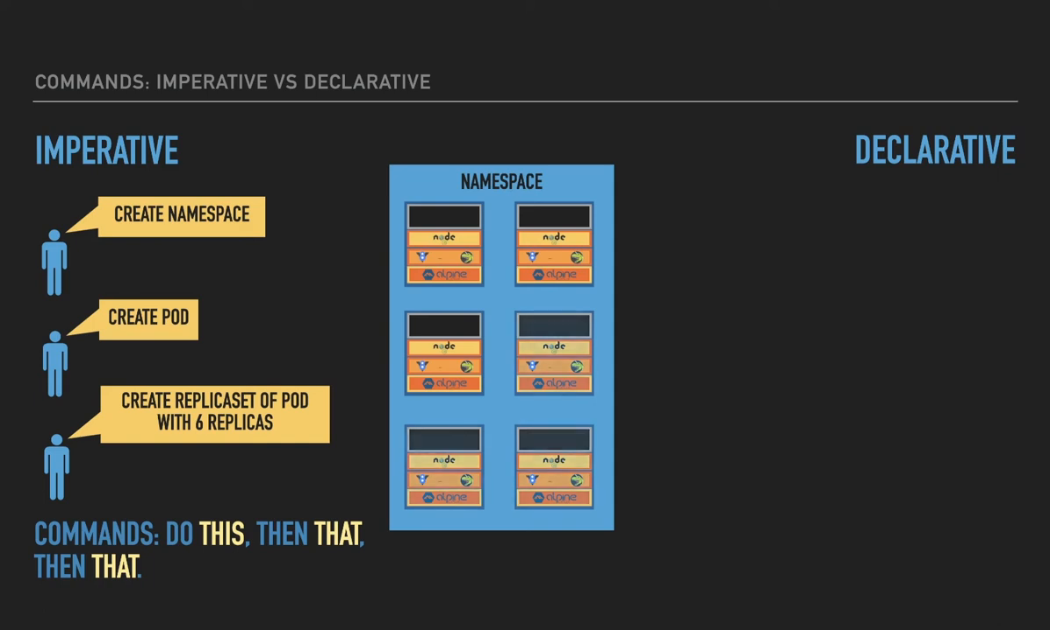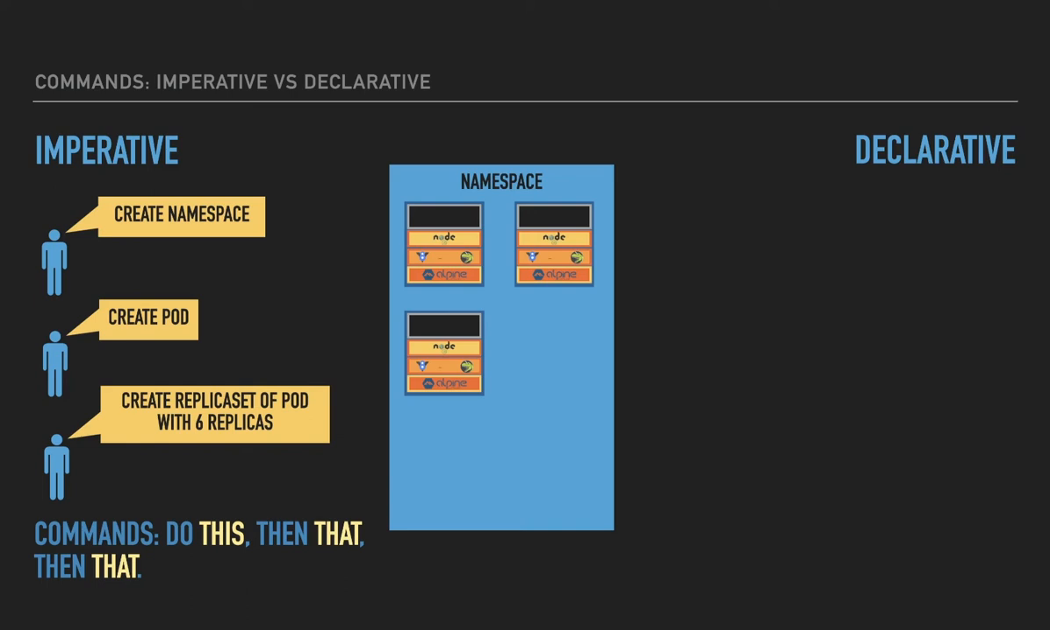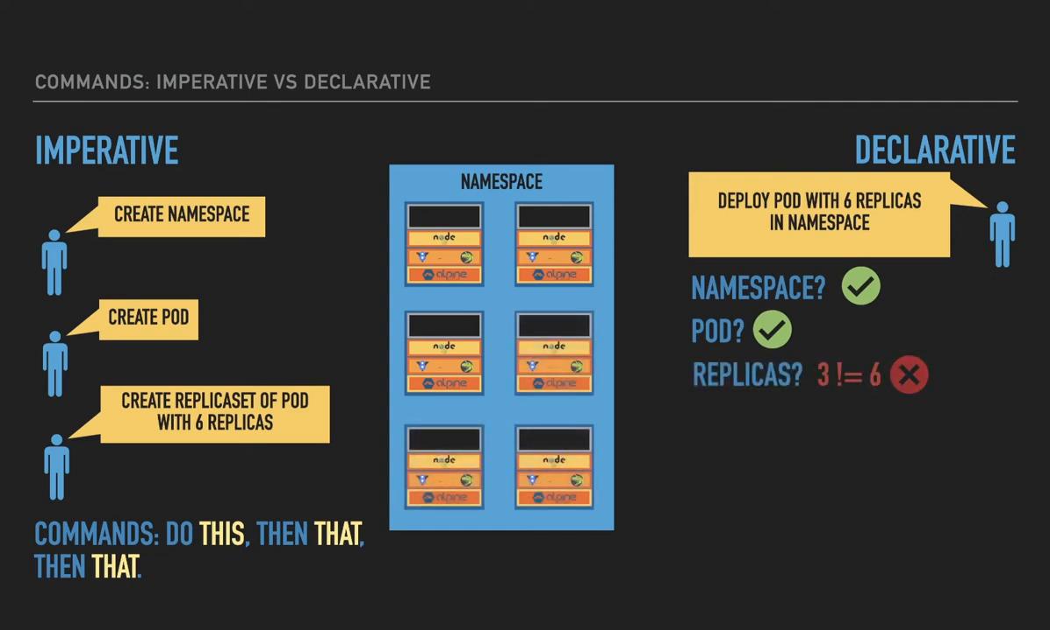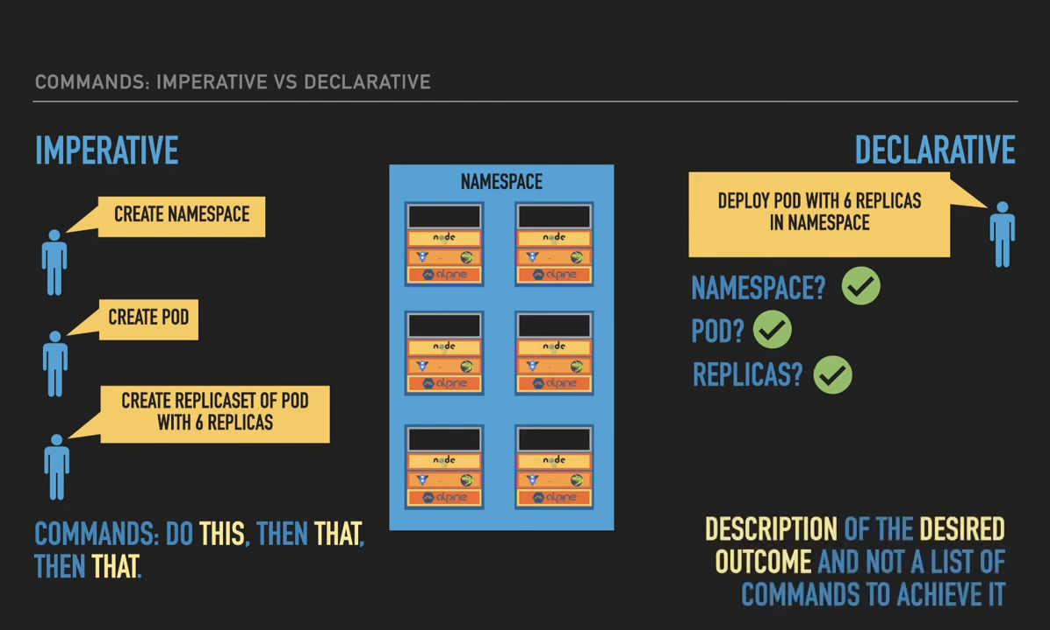The declarative approach is a little bit different. Now let's assume we have a namespace and 3 pods running in there. And we just say to the system, please deploy a pod with 6 replicas in the namespace. And you can omit the please if you're really rude. The system will then check, okay, I've got a namespace already. I know about the pod, but the replicas? Now we are golden. So in contrast to commands, we describe the desired outcome, but we do not list the commands really necessary to achieve it. That is the responsibility of the system itself.